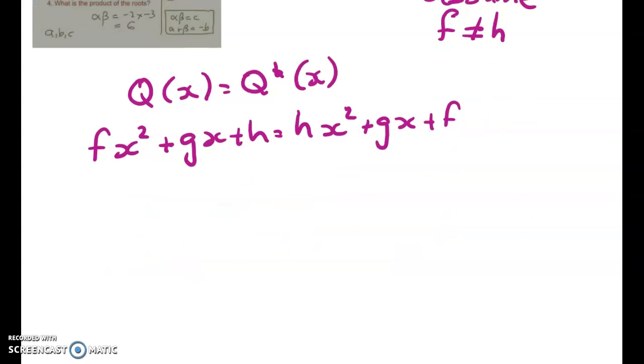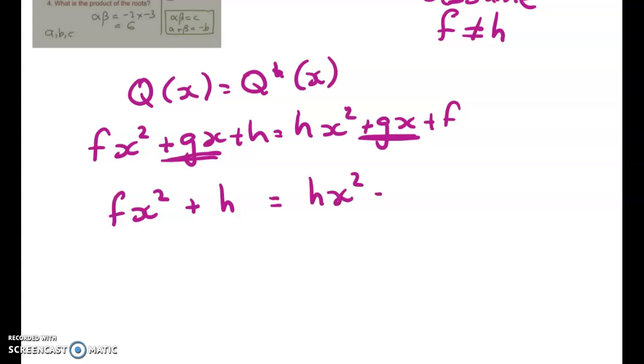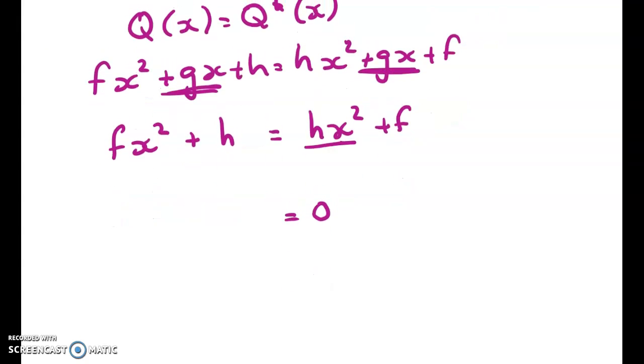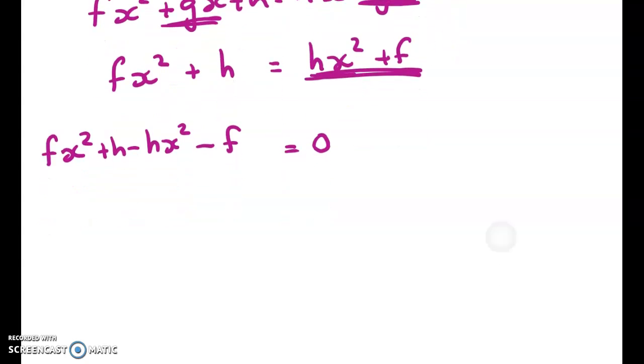Well, we can see straight away that we've got a plus gx on both sides. So working quite slowly, we get fx squared plus h is equal to hx squared plus f. Usually when we're working with a quadratic, we want to end up with everything equal to 0. So that's how I'm going to proceed here. I'm going to subtract this from both sides. That gives me fx squared plus h minus hx squared minus f is equal to 0.